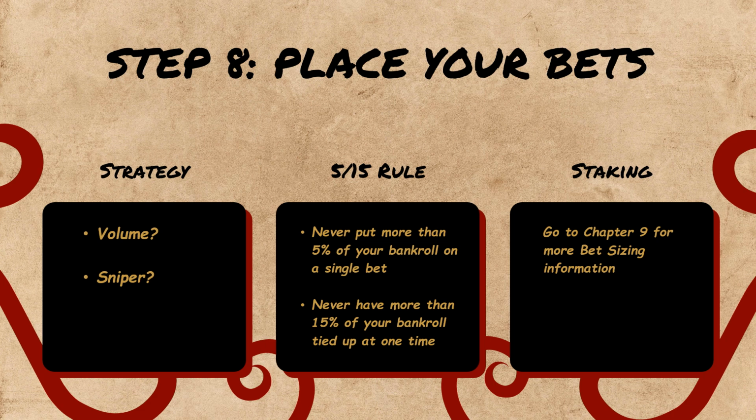The bottom line here is to stay disciplined at the betting window, and it's just as important as staying disciplined during the research. You want to stick to your system, size your bets responsibly, and then live to bet another day. So let's wrap up step number 9 with tracking and adjusting with your record keeping.